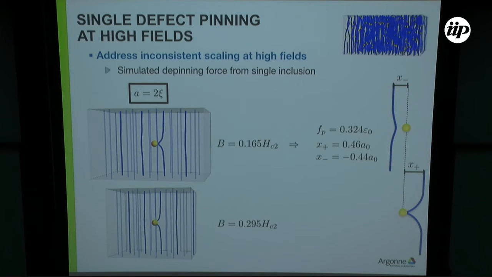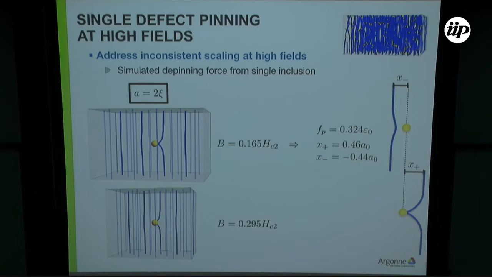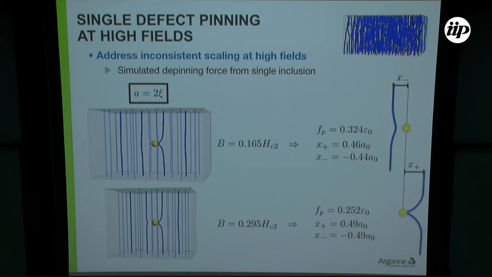And in this case, we see that the second vortex becomes roughly unstable when the first vortex is departing. And this is also reflected in this x plus and x minus. So we find that at relatively high field, which is a third of HC2, x plus and x minus are about the same in size.